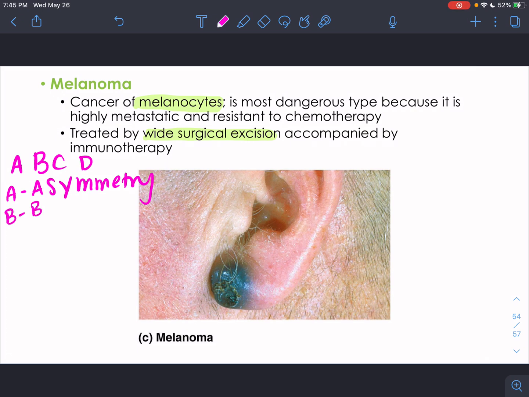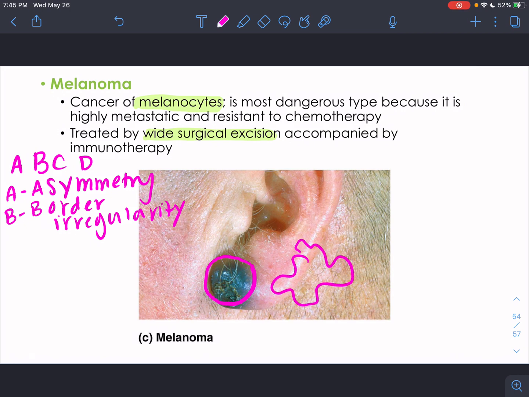B stands for border irregularity. So if the spot is not perfectly round and it's kind of squiggly shape, irregular border, that's an issue. C is for color. Okay, so if there's a lot of colors in there, that can be a potential issue. So black, brown, tan, sometimes red or blue looking even.